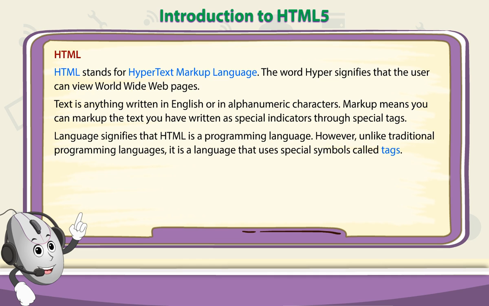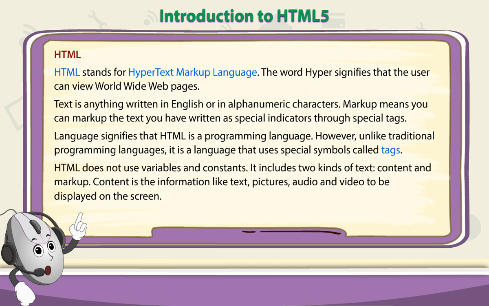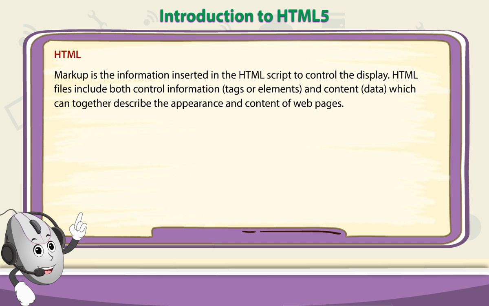However, unlike traditional programming languages, it is a language that uses special symbols called tags. HTML does not use variables and constants. It includes two kinds of text, content and markup. Content is the information like text, pictures, audio and video to be displayed on the screen. Markup is the information inserted in the HTML script to control the display.